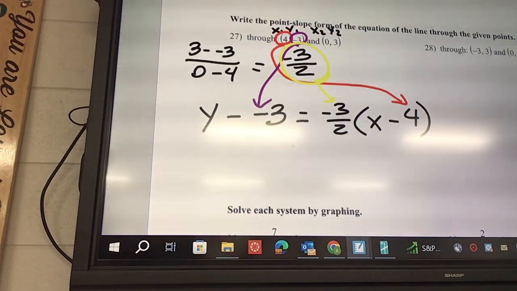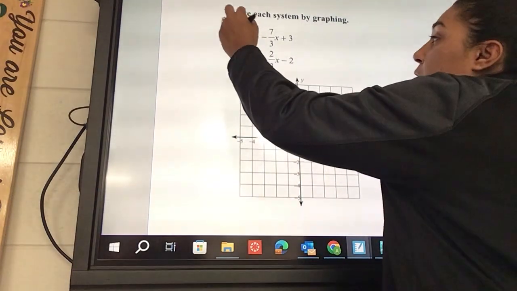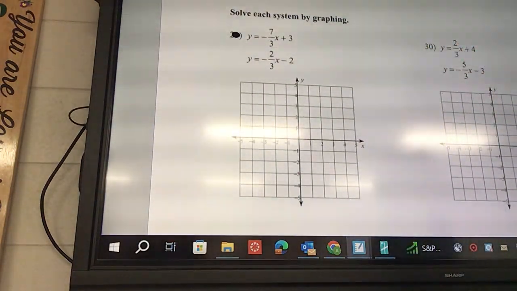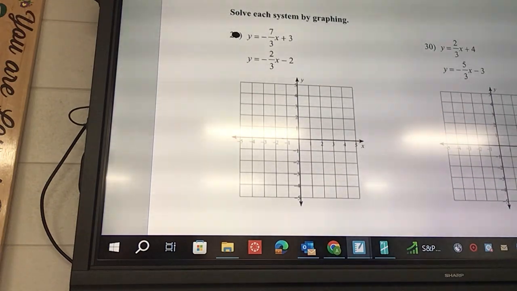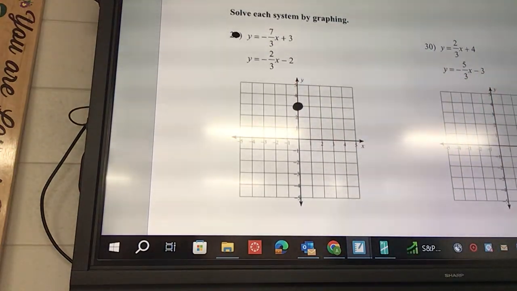The next section on there is solve by graphing. When we graph these, we graph them one by one. Looking at the very top first equation, where do I start this graph? At 3. So we go to the y line, find the 3, and put a dot. You go down 7. Can I go up 7 over 3?